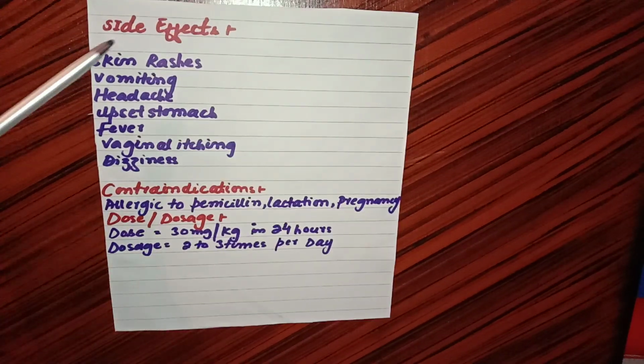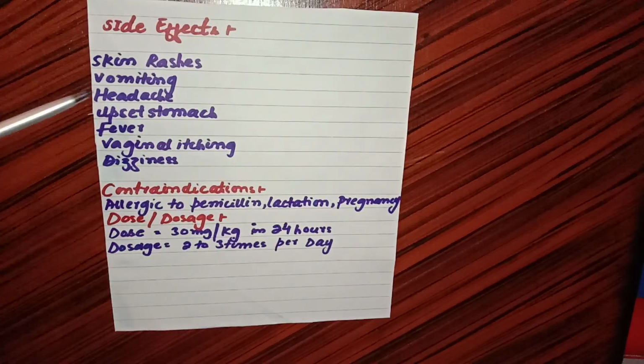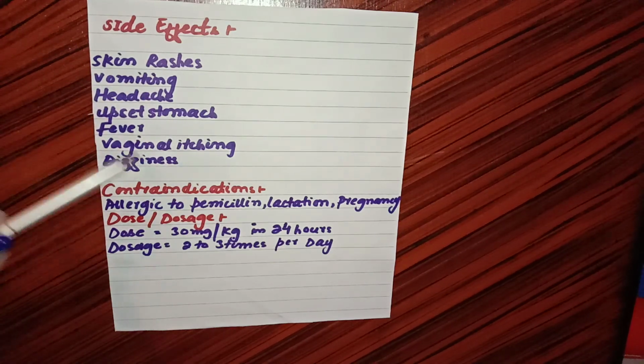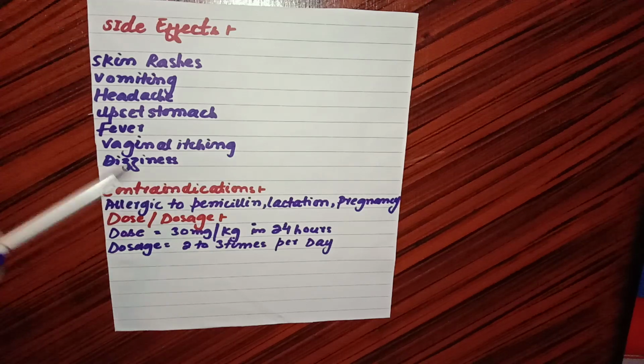And now the side effects of Augmentin, like skin rashes, vomiting, headache, upset stomach, fever, vaginal itching and dizziness.